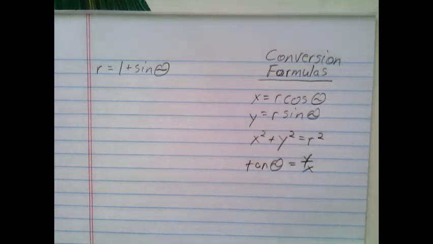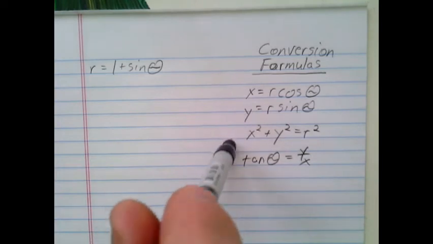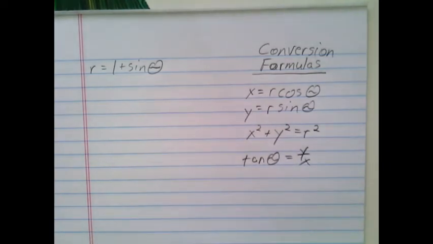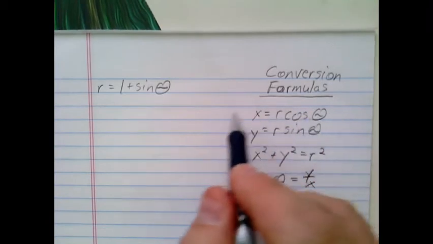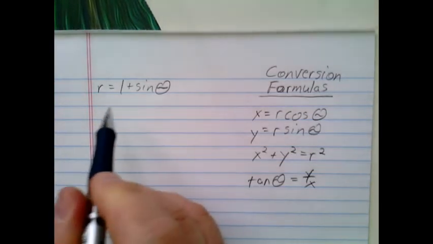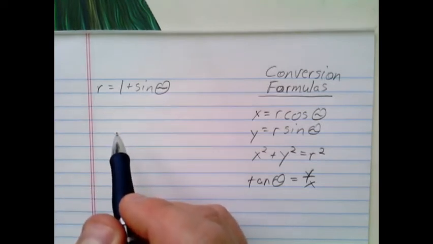When you're just converting points, it's pretty much always these two to go from polar to rectangular, and these two to go from rectangular to polar. But when you're converting equations, you could wind up using any of them. Although I would say for equations, it's usually the top three. The bottom one doesn't come up as much when you're converting equations. Now, here is our cardioid equation, r equals 1 plus sine theta.